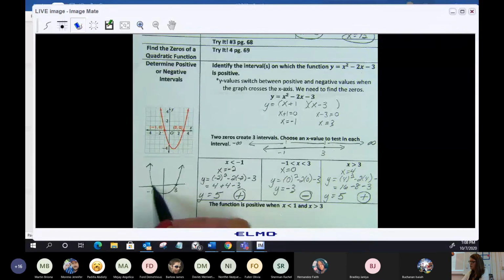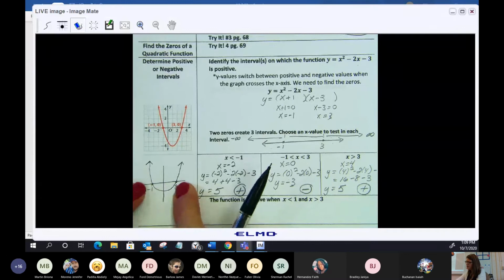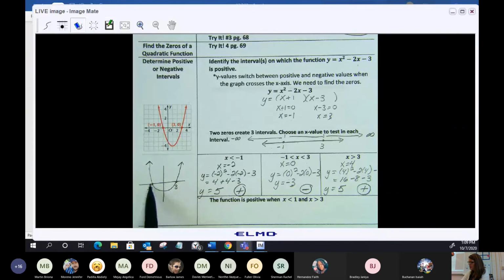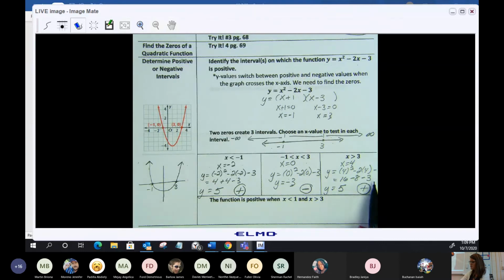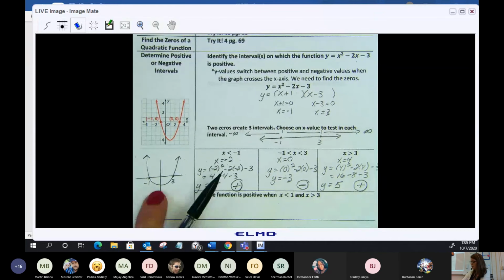So even just knowing that, you can see that clearly between -1 and 3 is going to be your negative interval. Any x value less than -1 is going to produce positive, and anything greater than 3 is going to produce positive. This to me is the quick, easy. This, of course, is also acceptable. I'm going to leave it up to you what you want to do on your test. You can either sketch it or you can go ahead and test intervals.